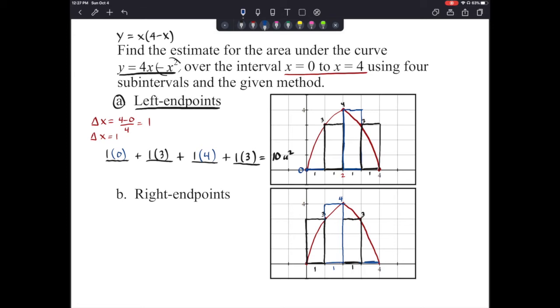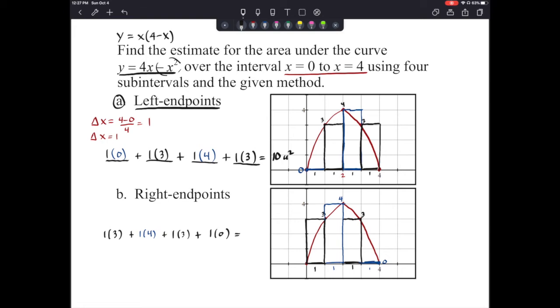And the last one, our base is 1, but you see it already touches on the right side, so its height is 0. So if we write that out here, you'll see that our first one was 1 by 3 plus 1 by 4 plus 1 by 3 plus 1 by 0.